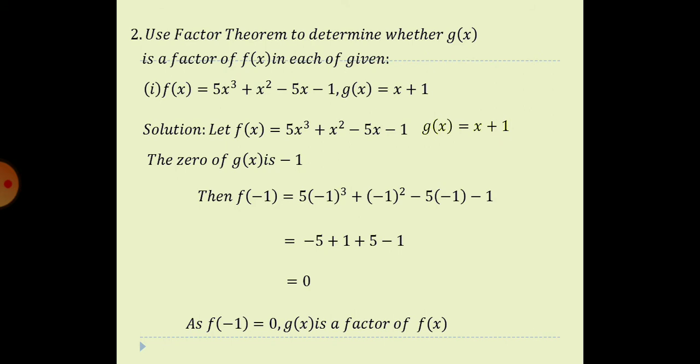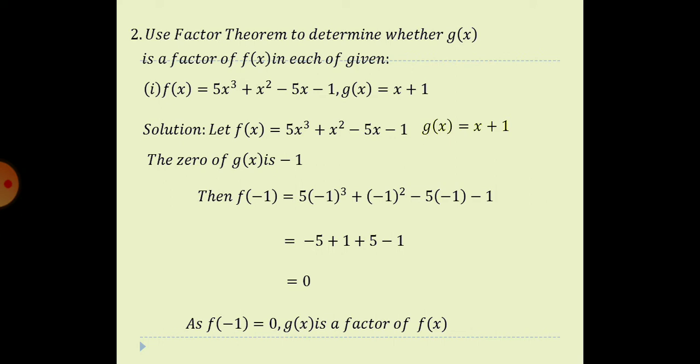Another example. You have to do the remaining 3. We have shifted to the second problem. The second problem is: use the factor theorem to determine whether g(x) is a factor of f(x) or not. Same problem, but the question is different. Here also you have to find the 0 of the divisor and substitute that value in the dividend and see whether the remainder is 0 or not. If the remainder is 0, g(x) is a factor.